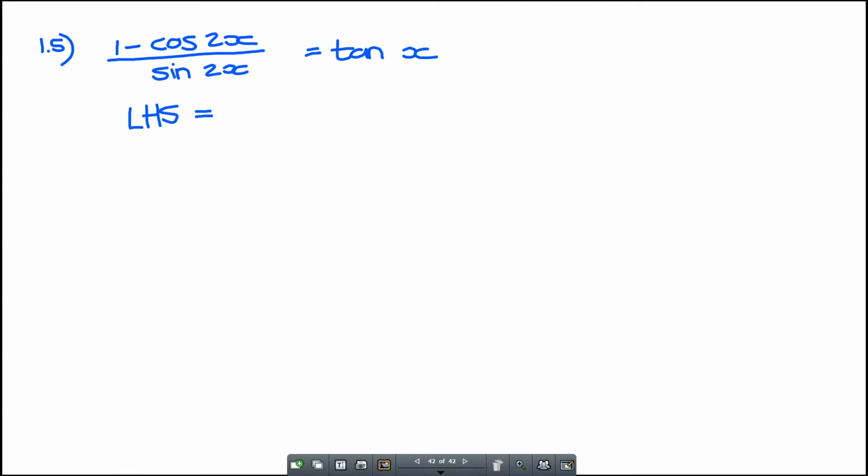Okay, at the top, the 1 minus cos 2x, I'm going to change the double angle, so it would be 1 minus, en dan die cos 2x gaan ek sê is dieselfde as 1 minus 2 sin kwadraat x. Okay, at the bottom, the sin 2x, I'm going to change to 2 sin x cos x.